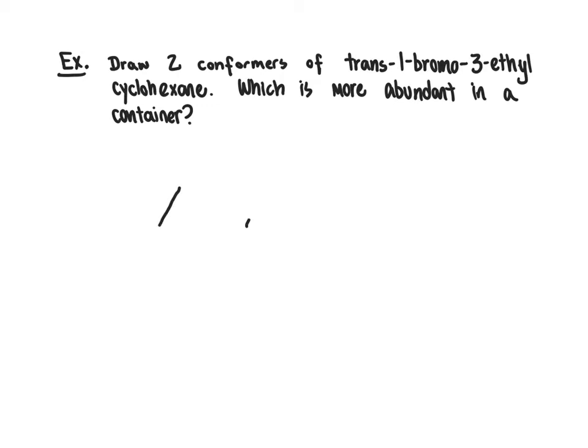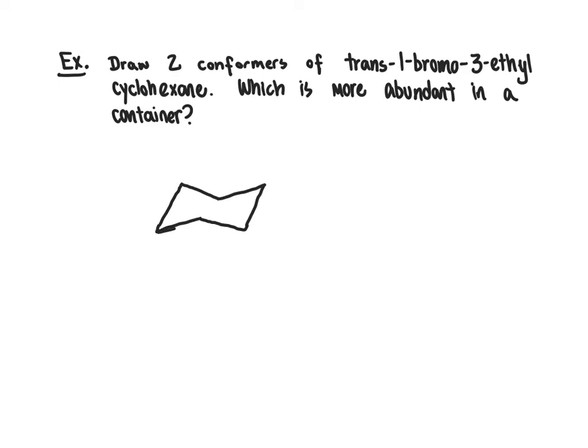So I'm going to start by drawing one of the two conformers of this molecule. And we could draw these in either order, by the way. It doesn't matter which one you draw first and which one you draw second. So I'm just going to draw one of these out, draw in my axial and equatorial bonds, and make sure that I'm drawing this molecule as trans-1-bromo-3-ethylcyclohexane. And we can take shortcuts along the way here, leaving out the hydrogens if we want.